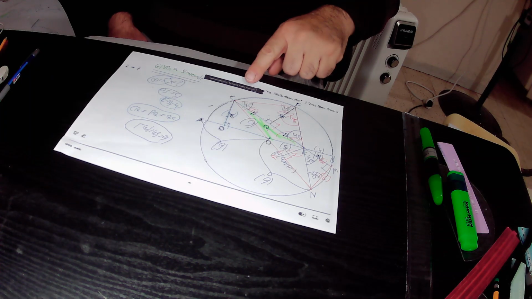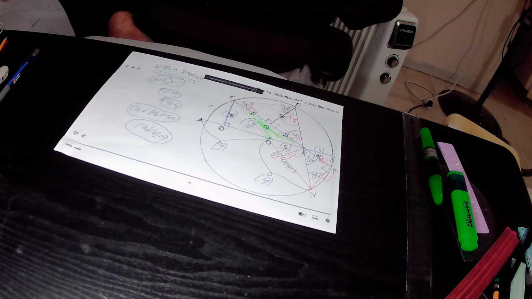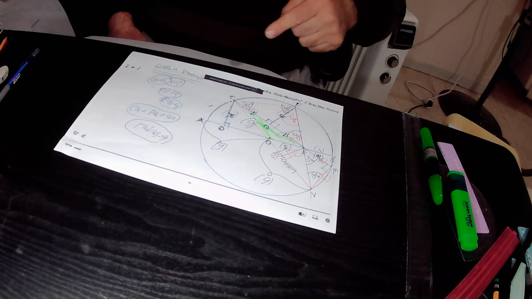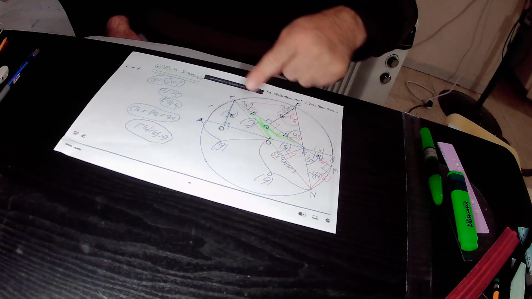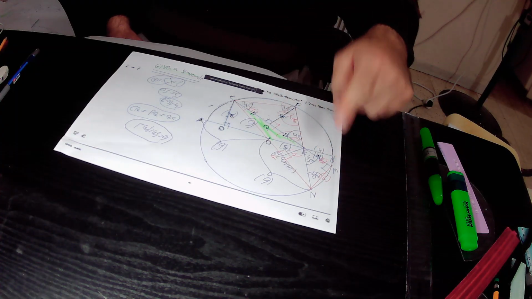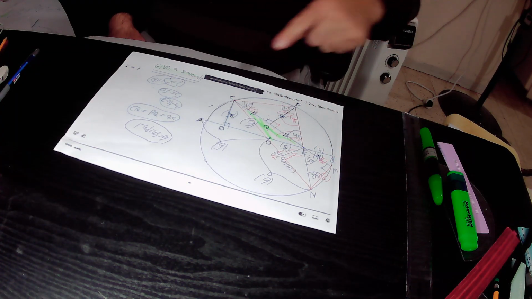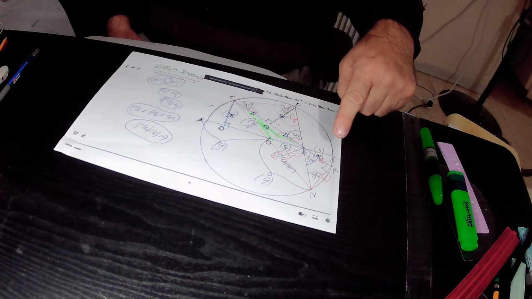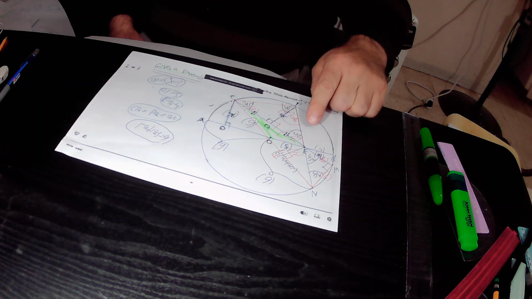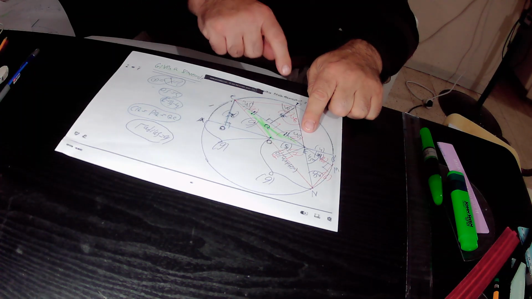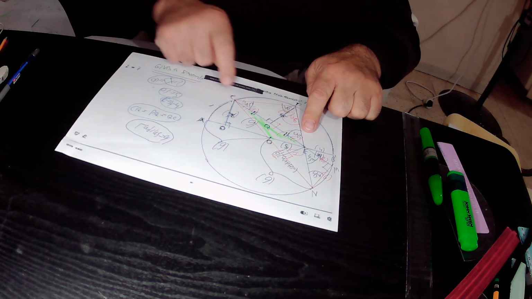We choose the base as CO, and the height to the base must make 90 degrees with the base or with the extended base. CO is the base, and the extended base of CO is CN. So the height to the base must make 90 degrees with CN. Therefore, from point E, we draw a perpendicular on CN.